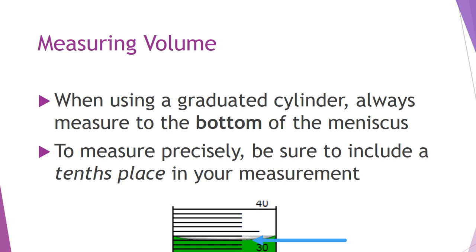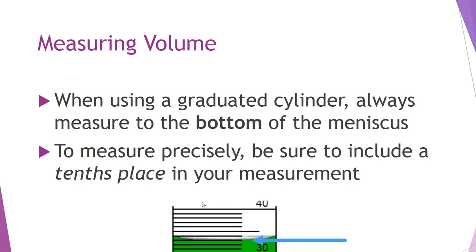To measure precisely, we want to make sure that we're including a tenth place in our measurement, whether that's a 0 or maybe it could be 0.5, but we want to include a tenth place in our measurement. So if we were looking at the graduated cylinder shown here, again, we want to read the meniscus at the bottom, which is where the blue arrow is pointing.